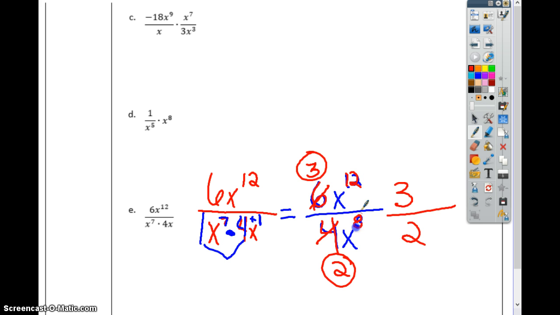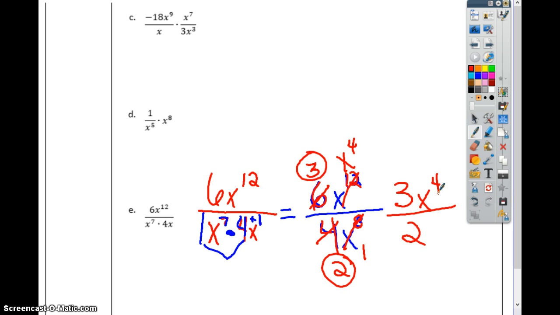12 and 8. I'm not subtracting the coefficients, but now I'm dividing top and bottom, so 12 minus 8 is 4. Do I have x to the 4th left on the top or the bottom? Top. Yeah, this cancels out, make 1. x to the 4th up on top. We're going to write it like that. So that's your final answer: 3x to the 4th power over 2.